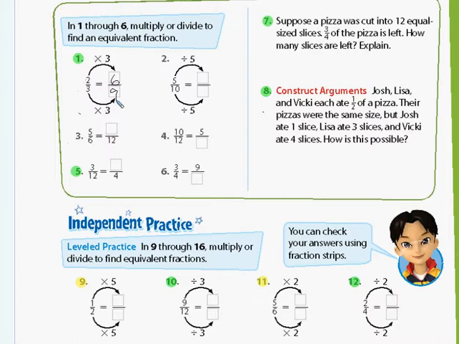Problem number 2. On problem number 2, they're dividing the numerator and denominator by 5. So 5 divided by 5 is 1, and 10 divided by 5 is 2. So 5/10 and 1/2 are equivalent fractions.